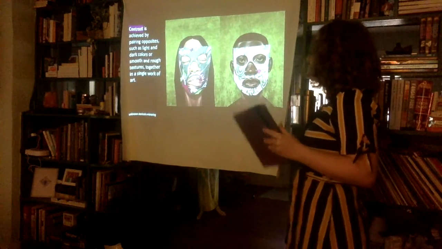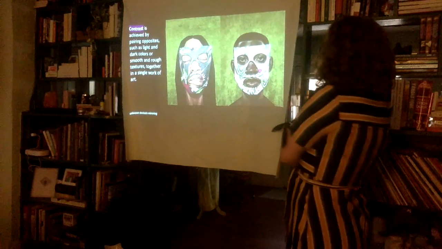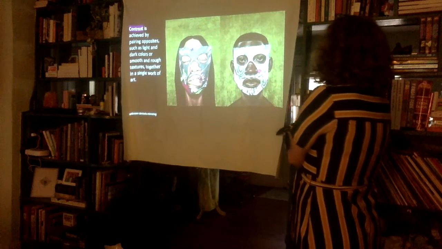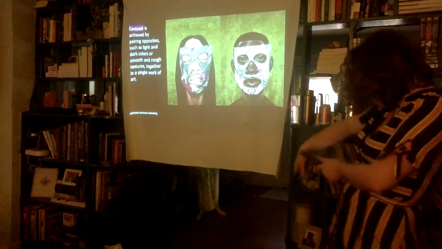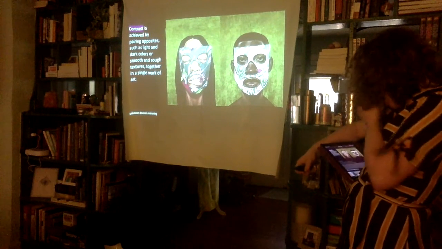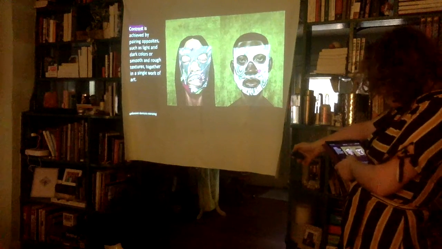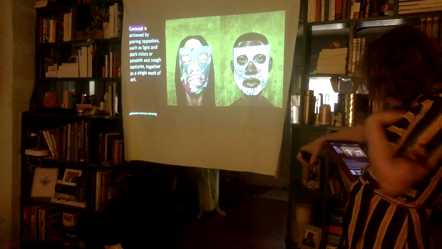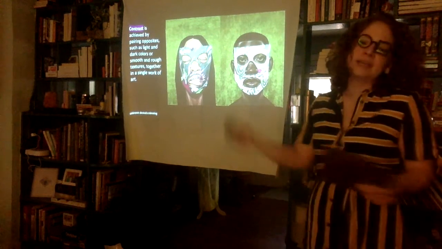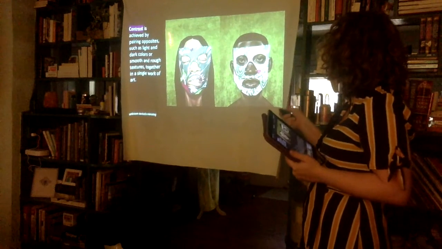All right, contrast is achieved by pairing opposites such as light and dark colors, smooth and rough textures together in a single work of art. So here we have Ronald Jackson, and this one is called A Veil of Bitter Songs, and this one is called A Study for a Black Man's Soul. And so he adds contrast because obviously these are different, and then there's the background.